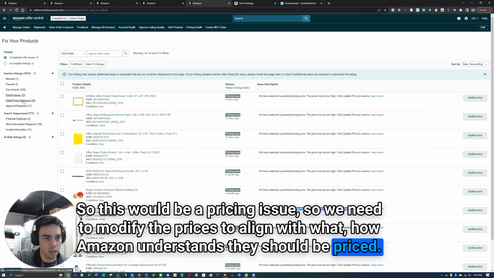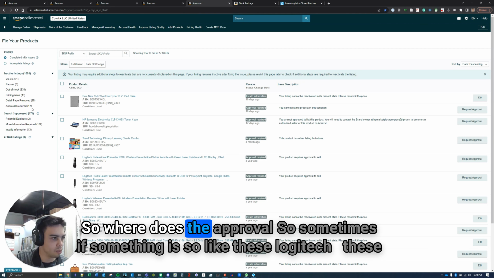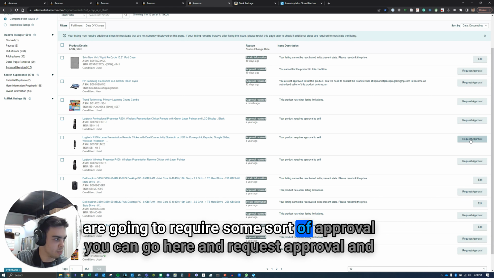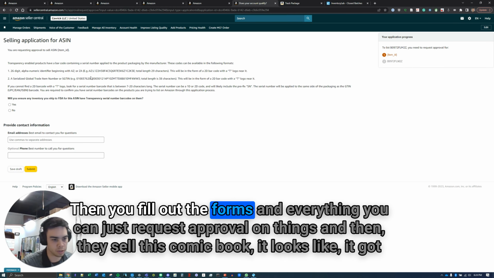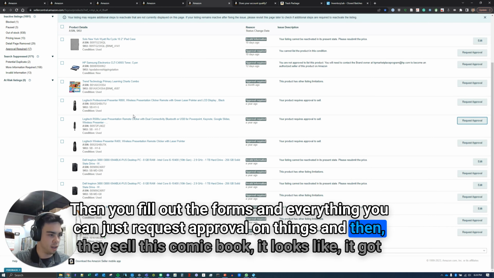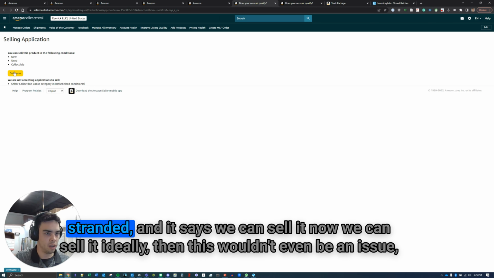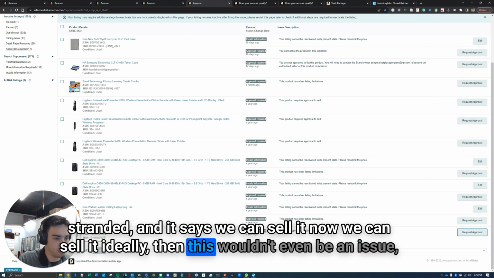Maybe another one we can look at would be approval required. So what is the approval? Sometimes something like these Logitech products is going to require some sort of approval. You could go here and request approval, and you fill out the forms and everything. You can just request approval on things, and then they sell this comic book. It looks like it got stranded, and so it says we can sell it. Now we can sell it. Ideally, then this wouldn't even be an issue.